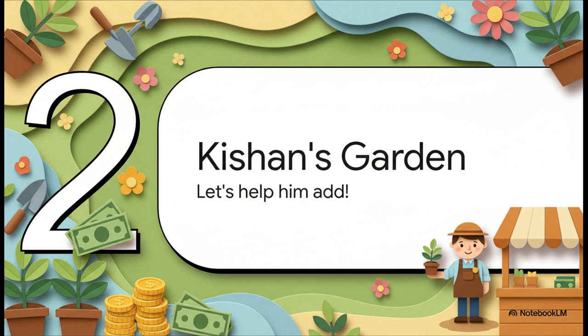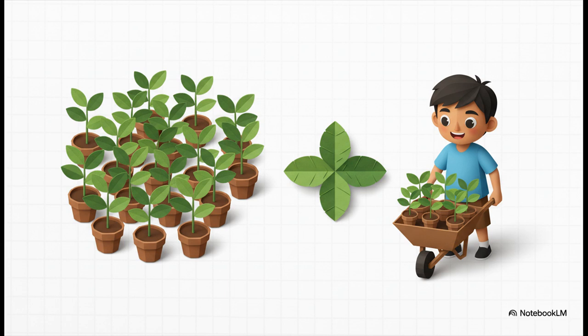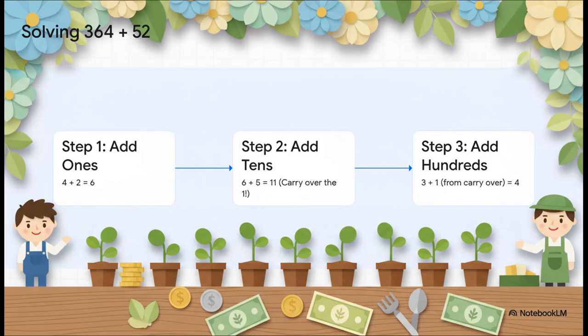Let's help him out. Okay, so Kishan already had 364 saplings. Wow! And then he brought 52 more. So the big question is, how many saplings does he have in total now? To figure that out, we just need to add those two numbers together. Let's break this down. It's super simple.